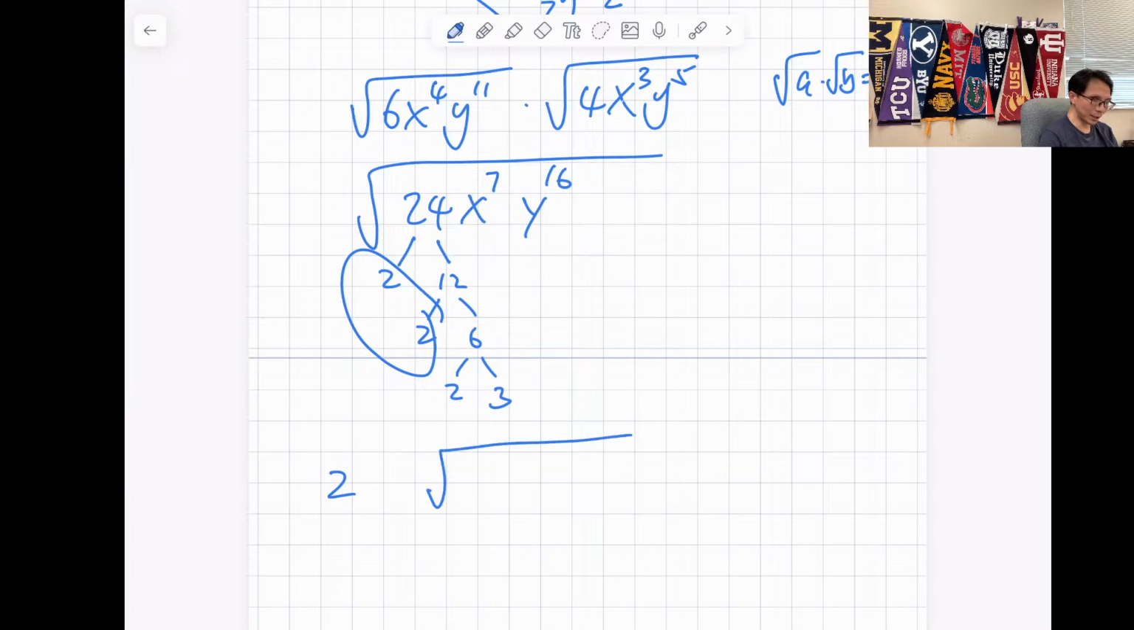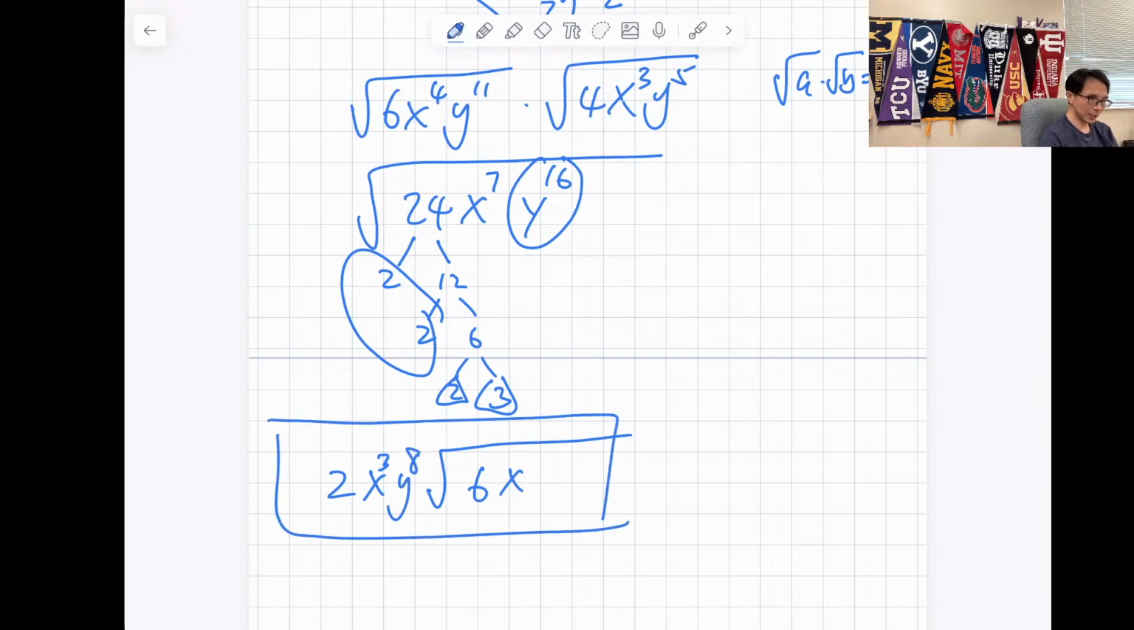So this one is gonna multiply together, just say 6. Is that okay? X to the 7. How many groups of x can you take out? 3. So it'd be x to the 3. How about anything left inside? X to the first. Is that okay? Y to the 16. How many groups can you take outside? And that's it. Is that fairly easy?